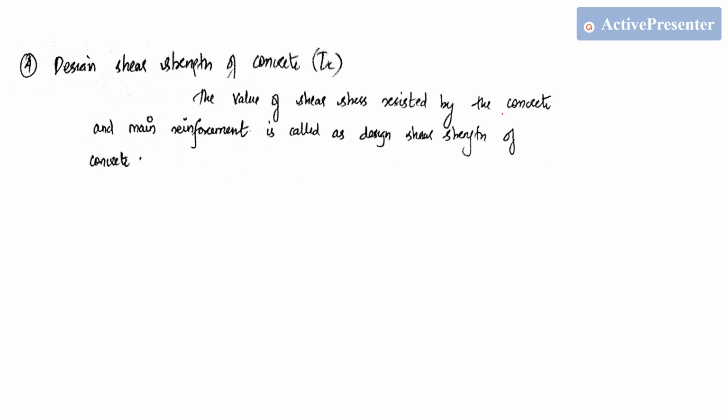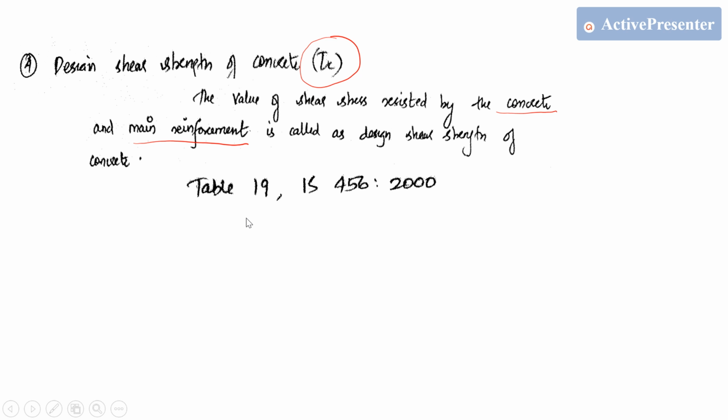That is, there are actually three members taking the shear. Here, the value of shear stress resisted by the concrete and main reinforcement is called the shear strength of the concrete. That is, out of the three, the concrete and main reinforcement will be taking some shear stress, and that value is called tau c. You can see it in table number 19 of your IS 456 2000.